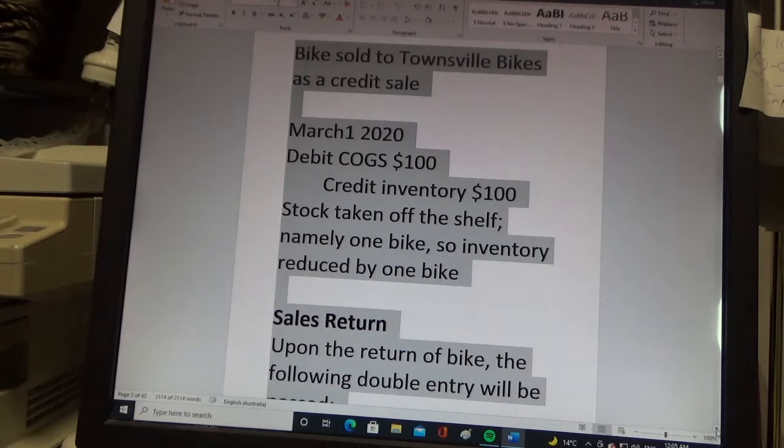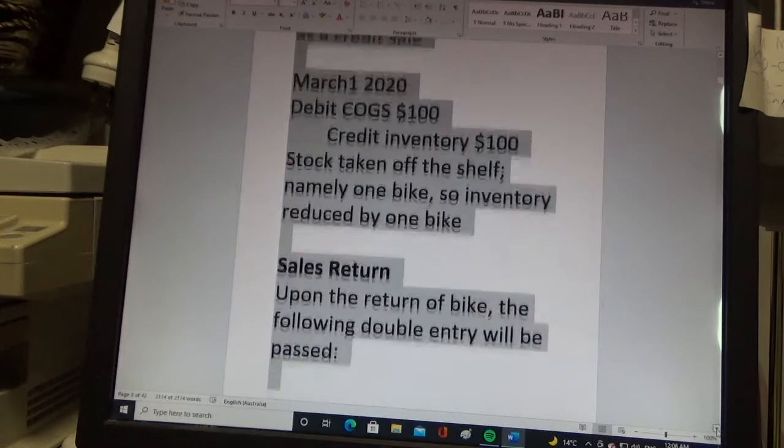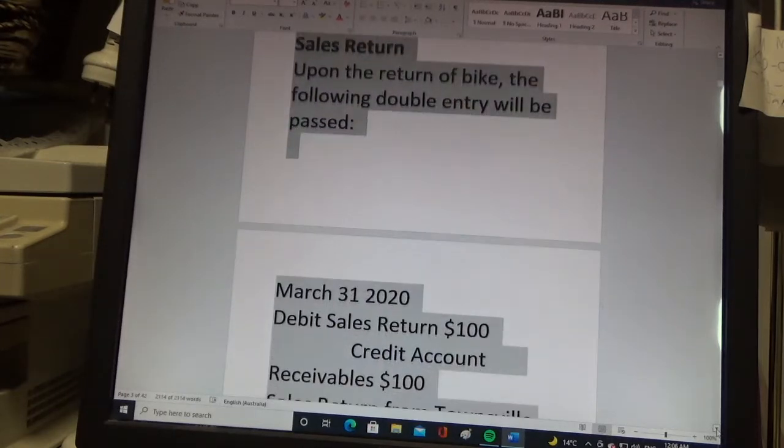So also you've got to change inventory. You debit the COGS, cost of goods sold rather. And you credit inventory, $100. Reduce the inventory because it's taken off the shelf of Gamma Bikes. This is Gamma Bikes, not Townsville Bikes. So their inventory has been reduced by a bike.